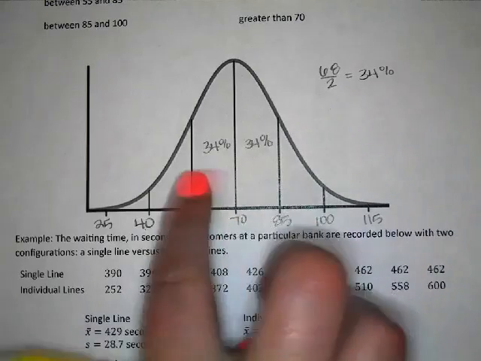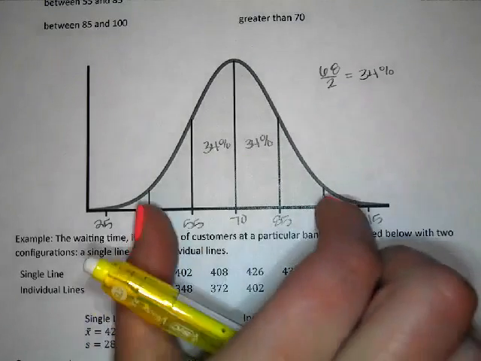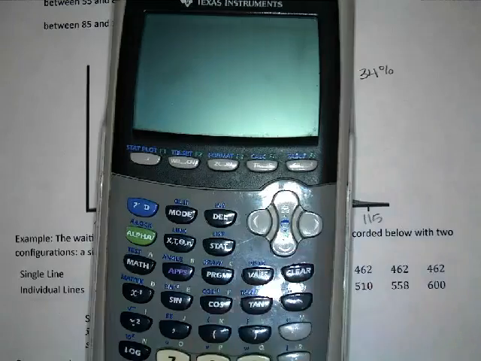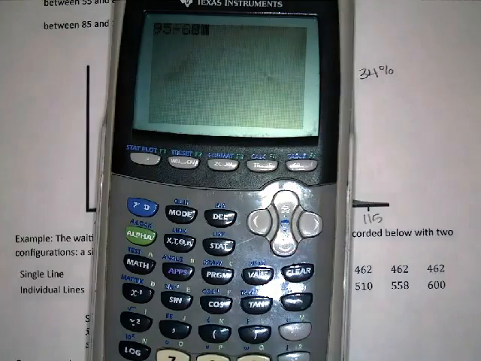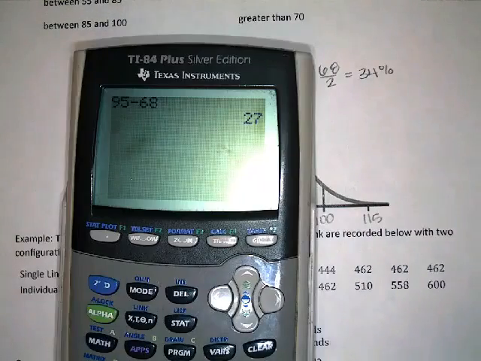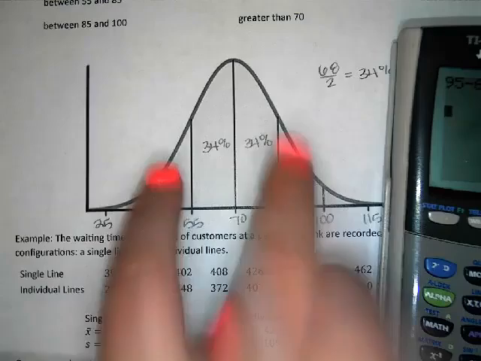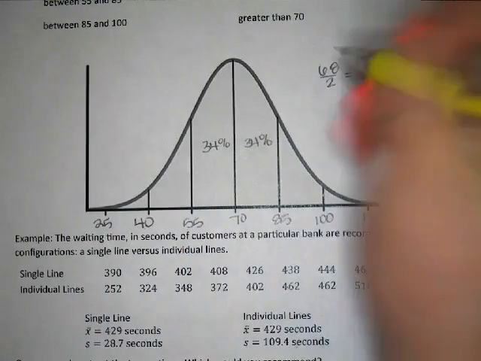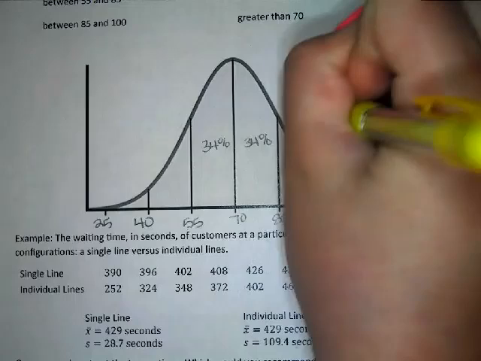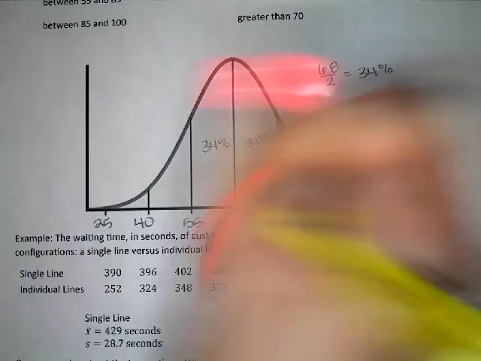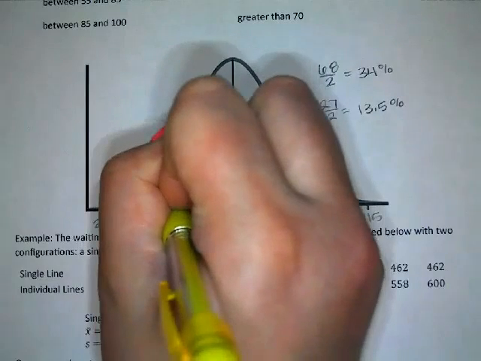The next one is 95%. So I'm going to say 95%, take away 68%, there's 27% left over to split between these two sections. So I'm going to take 27% and split it in half, and I get 13.5%. And so each of these little sections is 13.5% of the whole thing.